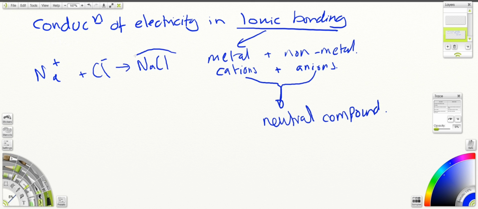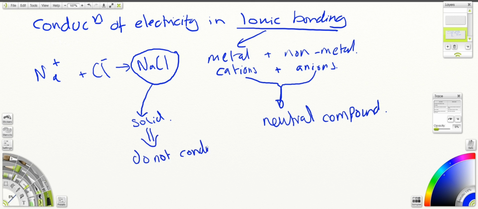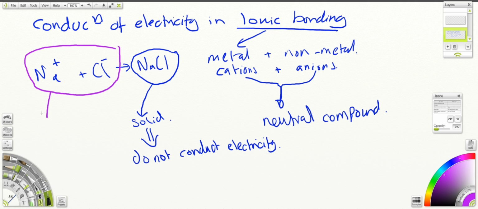Now in this form, number one, it's neutral, and number two, it's a solid. And when ionic compounds are solid, they do not conduct electricity. Okay, they do not conduct electricity. Now you need to do one of two things in order to make them conduct electricity. You need to either, number one, put it in water so that it becomes a solution.